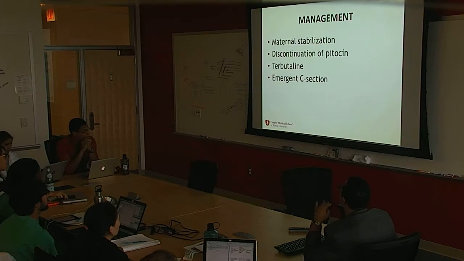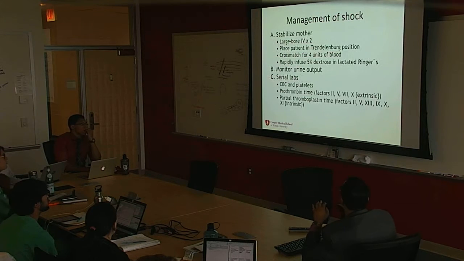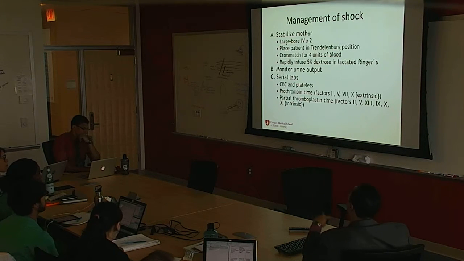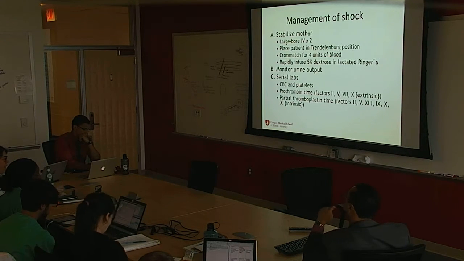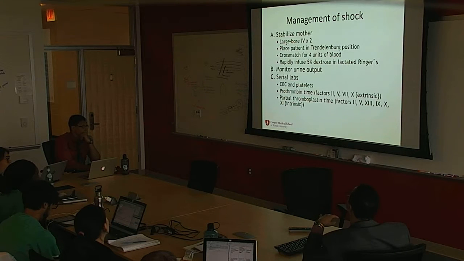Management: stabilization, discontinuation of pitocin, terbutaline to relax the uterus, and emergency surgery. Management of shock: you will know this from other specialties, but quickly: put in an IV, Trendelenburg position, cross match 4 units of blood, rapidly infuse crystalloids, monitor urine output, which is a sign of shock, and serial labs: CBC, platelets, PT, PTT.